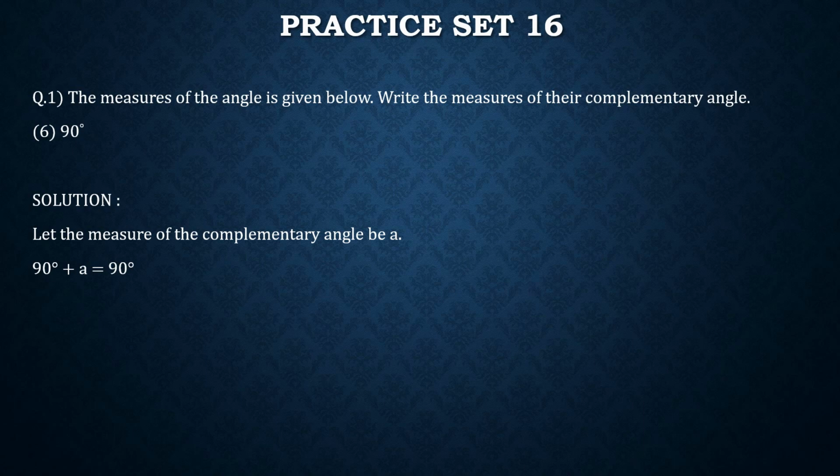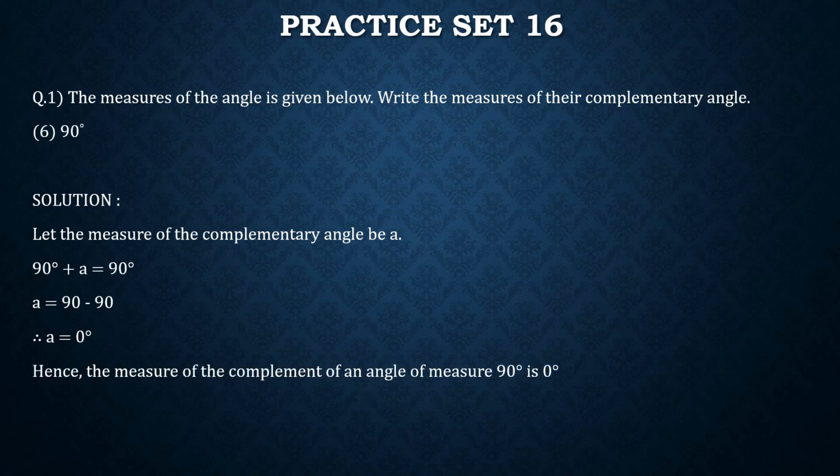So let us consider it as A and add A with 90 degrees and it is equal to 90 degrees. So 90 plus A is equal to 90 degrees. Now in order to find the value of A, let us take 90 on the right hand side of the equation. So we will have A is equal to 90 minus 90, which is equal to 0 degrees. So the value of A we get is 0 degrees. Hence the measure of the complement of an angle of measure 90 degrees is 0 degrees. So we have found the measure of the complementary angle of 90 degrees, that is equal to 0 degrees.